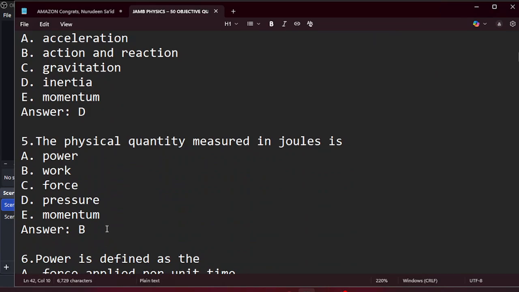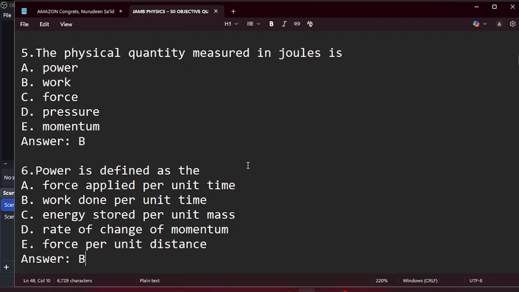Question number 5. The physical quantity measured in joules is A. Power. B. Work. C. Force. D. Pressure. E. Momentum. The answer is B, which is work.